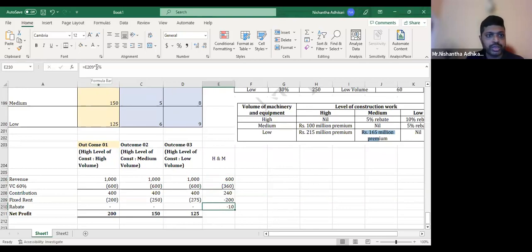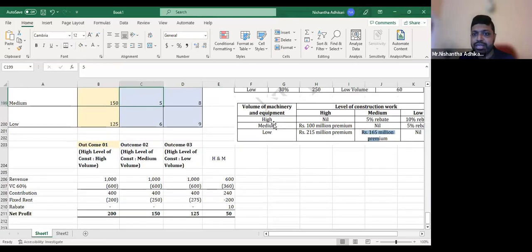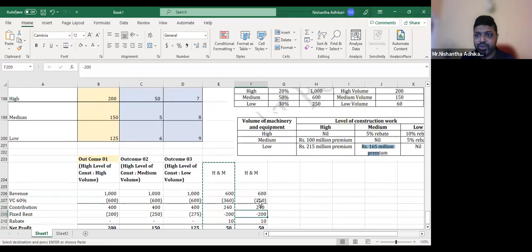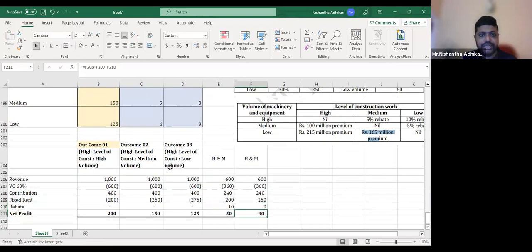This should be a plus because rebate means reduction. Rebate means you have a discount. Then its value should be 50. Likewise, remaining values, can you work it out? Then next one, you will order medium volume machinery when the work is medium, right? Same information, copy and paste it here. You will order medium volume machinery, that is minus 150, no rebate, then you will earn 90 million.